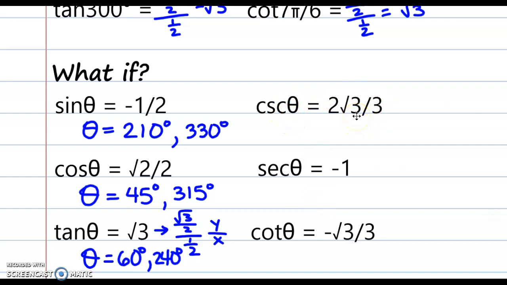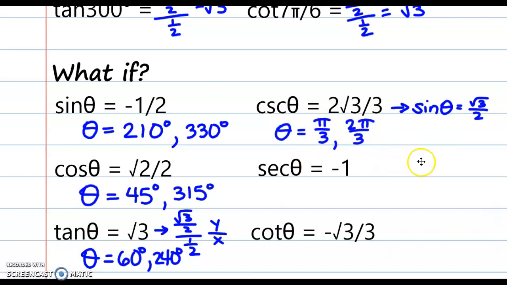Cosecant, same type of thing. It's the reciprocal, so we have to keep in mind that it's the same thing as finding the sine of that angle at the reciprocal, or the square root of 3 over 2. So we would get pi over 3 and 2 pi over 3, because that's where the y coordinate is square root of 3 over 2. Secant, which is the reciprocal of cosine, we're looking for where the x coordinate is -1. So that's going to be at pi, just in one spot.